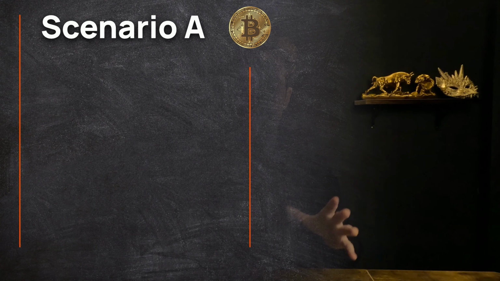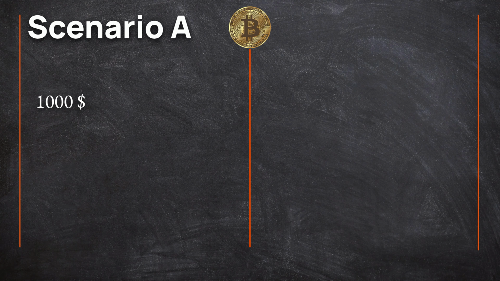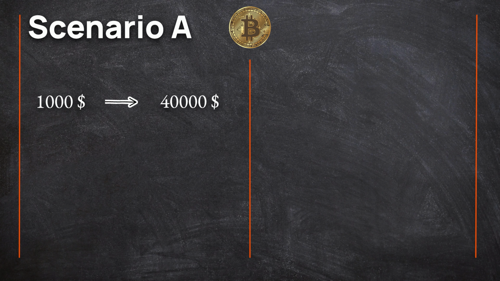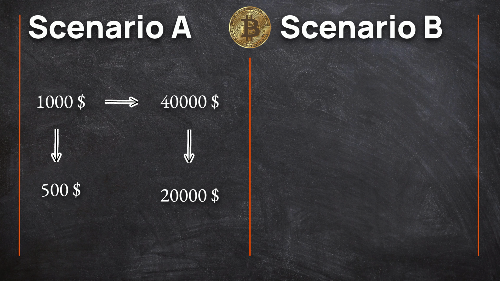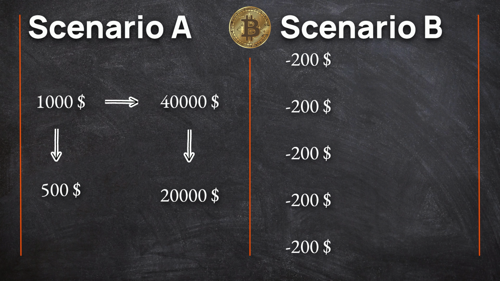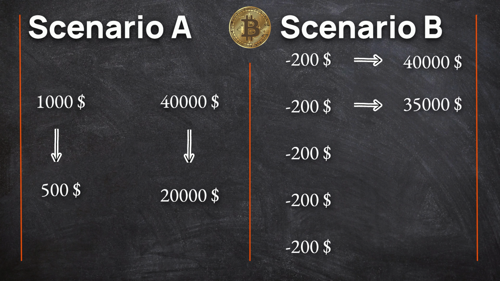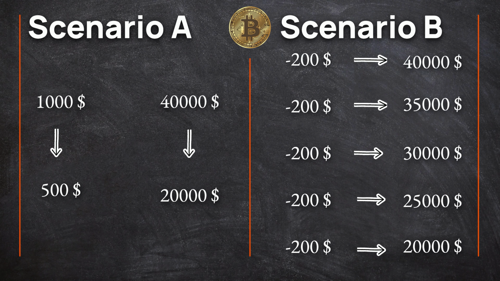To illustrate how DCA works, let's look at a simple example. You've got two scenarios. Scenario A, you invest all $1,000 at once when Bitcoin is priced at $40,000. So if the price drops right after, you will suffer an immediate loss. Or scenario B, instead of investing everything at once, you split your $1,000 into 5 smaller investments of $200 each. You buy Bitcoin at different price levels: $40,000, $35,000, $30,000, $25,000, and $20,000.